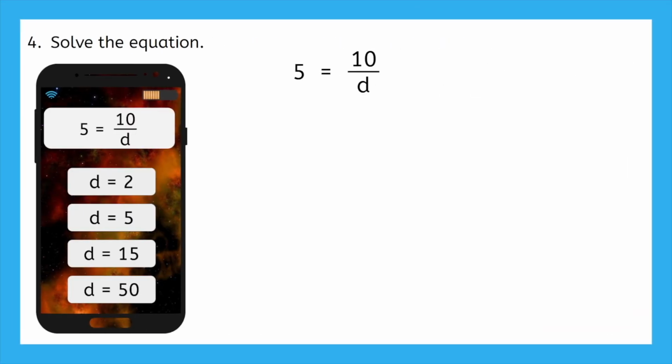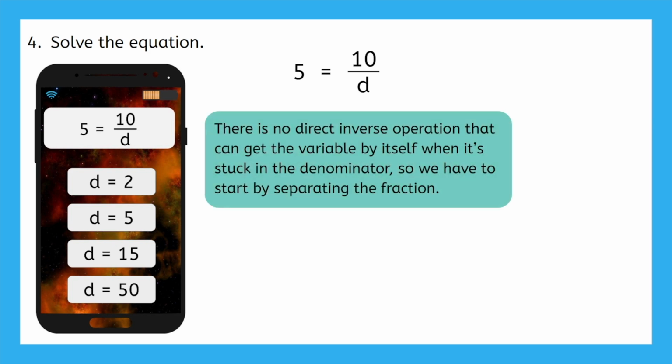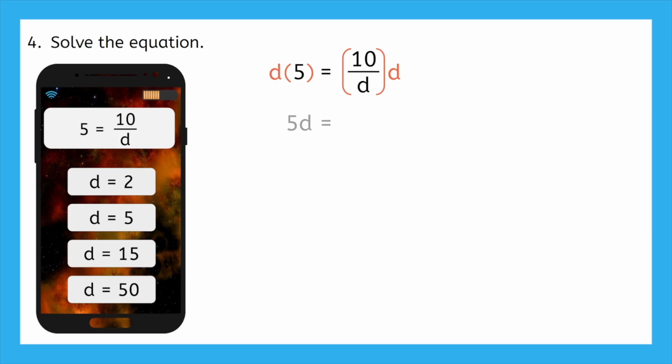In equations like this, the variable is tangled up inside the division itself. There is no direct inverse operation that can get it by itself when it's stuck in the denominator. So we have to start by separating the fraction. What inverse operation will undo a fraction? Right, multiplication. So we'll multiply both sides by d. On the left, 5 times d is 5d, and on the right, multiplying by d cancels out dividing by d, and we're left just with 10.